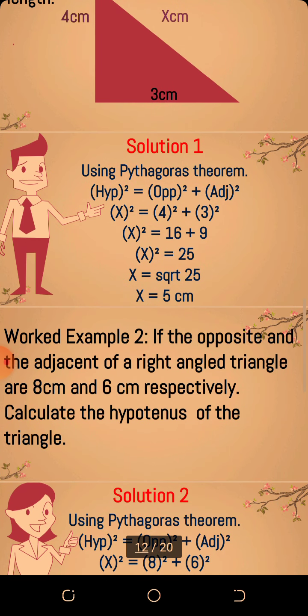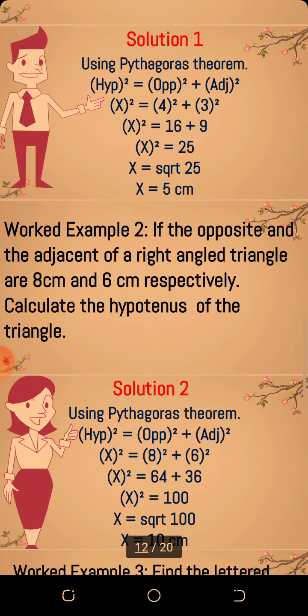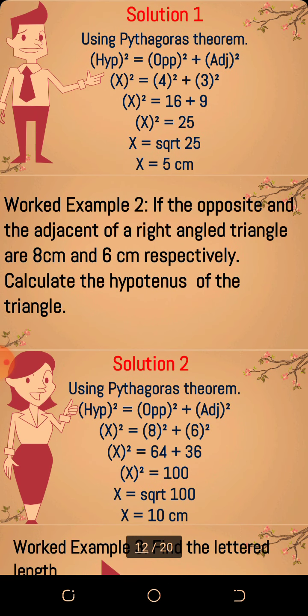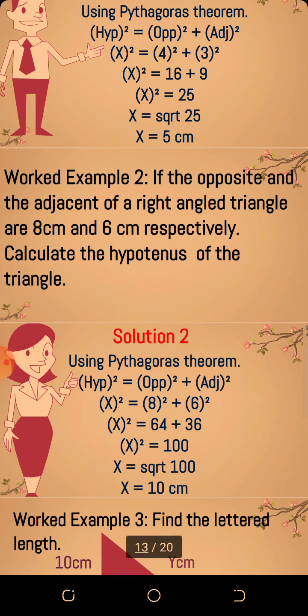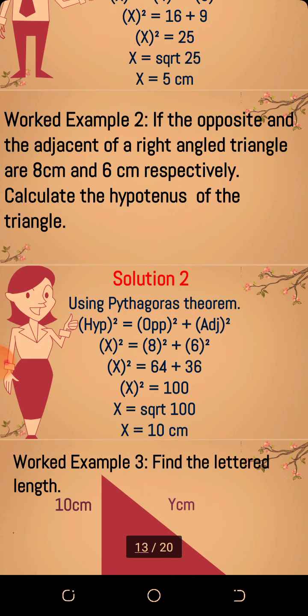Example number 2. If the opposite and the adjacent of a right angle triangle are 6 cm and 8 cm respectively, calculate the hypotenuse of the triangle. In this case, our opposite is equal to 8 cm and our adjacent is equal to 6 cm. Using the Pythagoras theorem, hypotenuse squared is equal to opposite squared plus adjacent squared. Hypotenuse squared we are not given, so it will be x squared equals opposite squared, which is 8 squared, plus 6 squared.